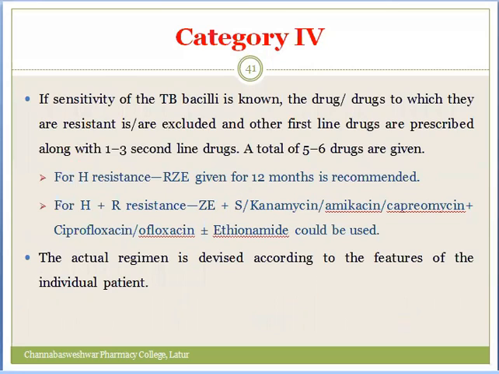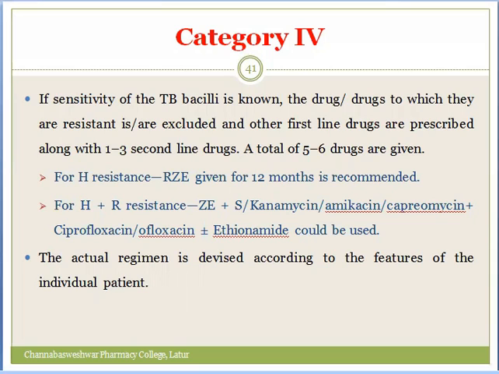So here, look at the treatment for category 4 patient. If the sensitivity of tuberculosis bacilli is known, then the drugs to which they are resistant are excluded. Means if we know which drugs the patient is resistant to, then we can exclude such drugs, and we use other first line drugs prescribed along with 1 to 3 second line drugs, and in total we are using 5 to 6 drugs for the treatment of category 4 patients.